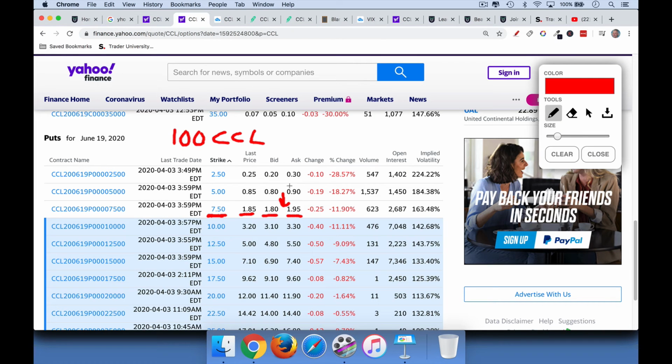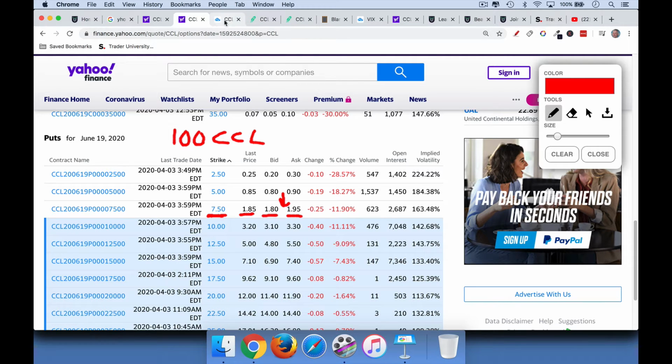But what put options are is they're a form of insurance. And so what they insure you against, what they allow to happen, is if the stock falls a lot, let's say the stock falls to 5, this put option will still allow me to sell someone the stock at $7.50. So everyone else will only be able to sell the stock at $5 a share, which is where it will be trading, theoretically, and I'll be able to sell it at $7.50. That's basically how put options work.